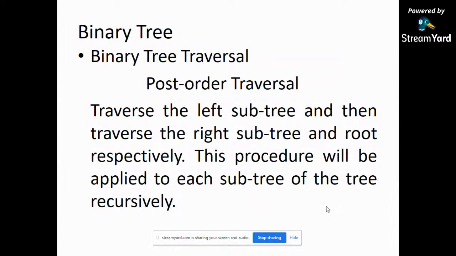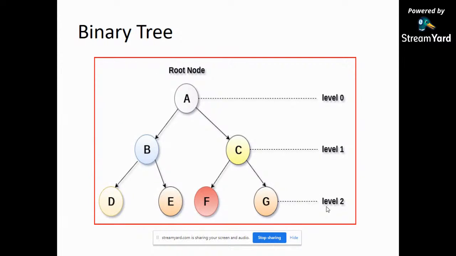Now last is post order traversal. Traverse the left subtree and then traverse the right subtree and root respectively. So at last we have to traverse the root. This procedure will be applied to each subtree of the tree recursively. Now again the same tree we'll consider. So first we have to consider the left subtree. So in left subtree again left node, right node, and then root node. So it is D, E, B.